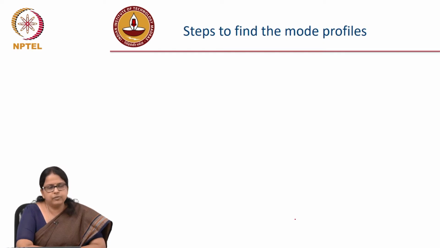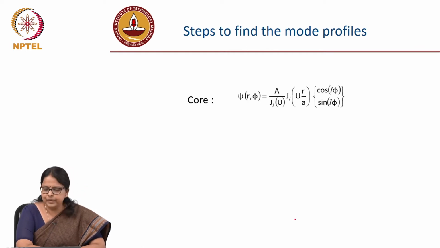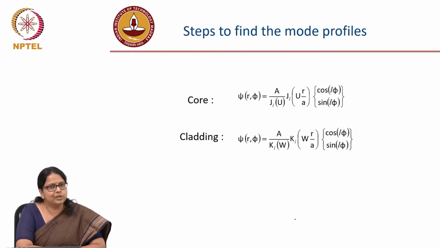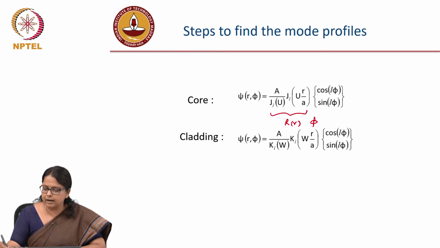So how do I now find the profiles? I need to distinguish the different modes. So how do they look like, right? I know the values here for the core and the cladding. Remember, we started with R as a function of r and Phi as a function of phi, and we found out R and we found out Phi. Now what are the variables here?